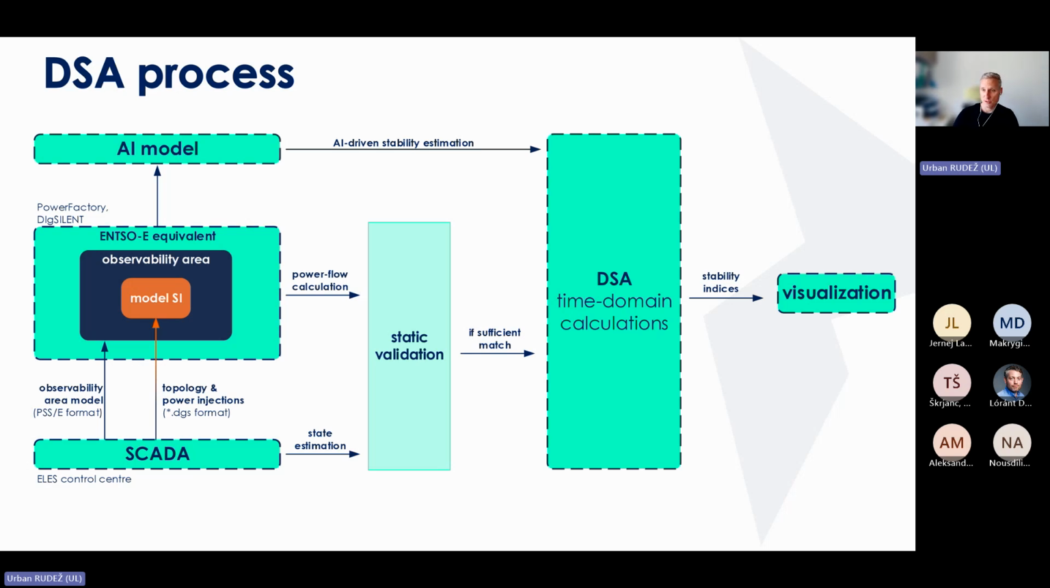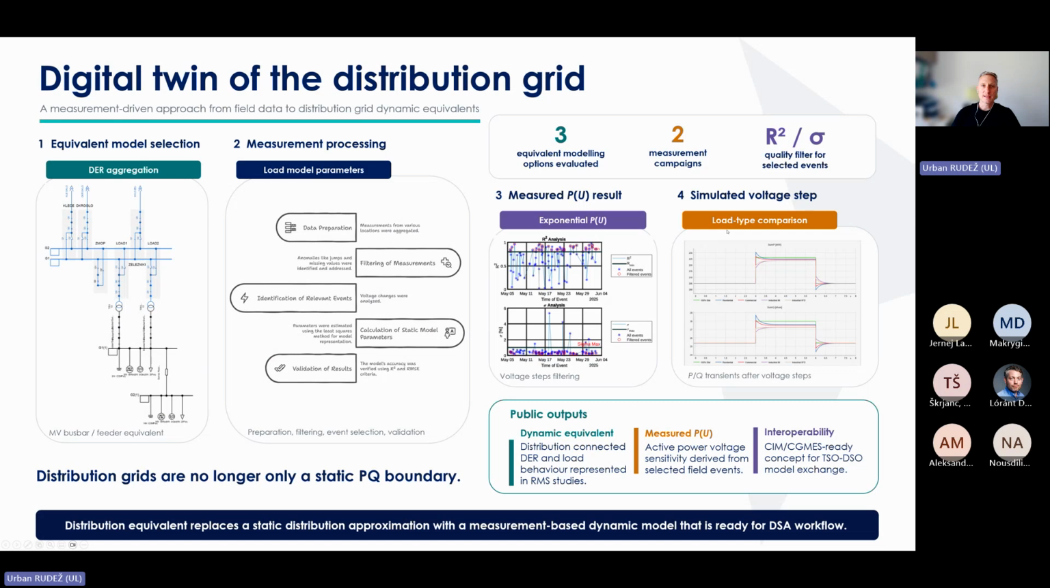And whenever the results are completed, those stability indices are visualized to the users. So this means that to the system operator for the purposes of more informative decision-making during the control. So let's dig in first into the distribution grid.